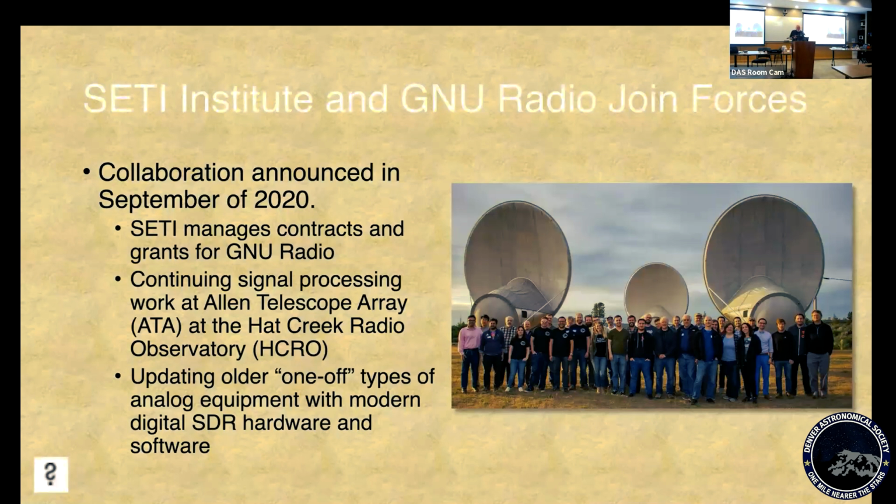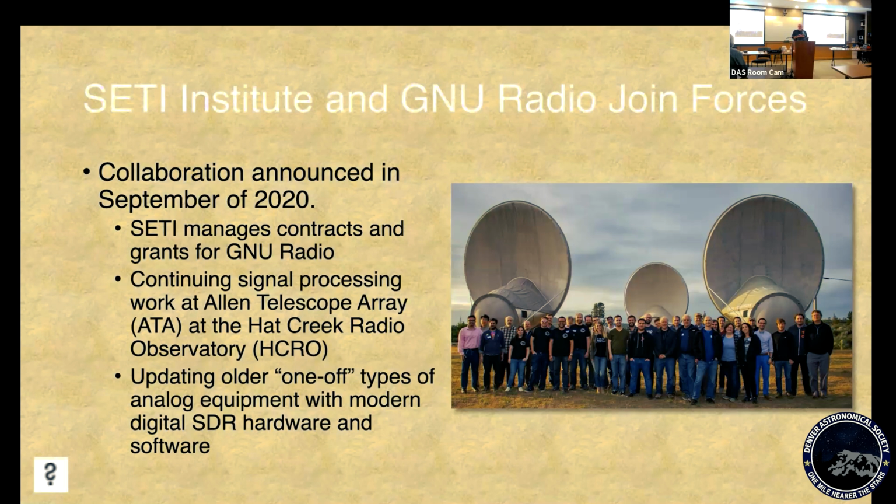This is a notice that came out in September 2020 of the joint SETI Institute and GNU Radio project. The people at SETI realized that the GNU folks were developing some really interesting hardware and software, and they've been using that association now for several years. They're continuing to do signal processing work that was already underway at the ATA. That's the one at Hat Creek, not too far northwest of San Francisco, I guess it is. And they're updating some of the older stuff.